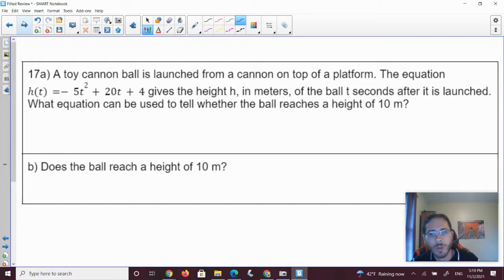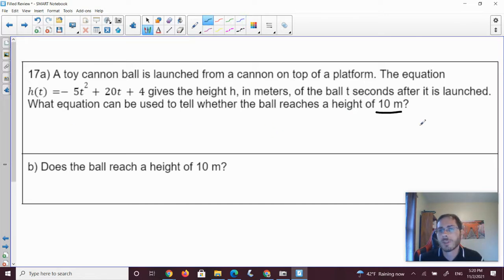For 17, real world problem. So we're probably going to throw it in Desmos. A toy cannonball is launched from a cannon on top of a platform. The equation h of t equals negative 5t squared plus 20t plus 4 gives the height h in meters of the ball t seconds after it's launched. What equation can be used to tell whether the ball reaches a height of 10 meters? Oh, so we have to actually do something before we can do anything in Desmos.